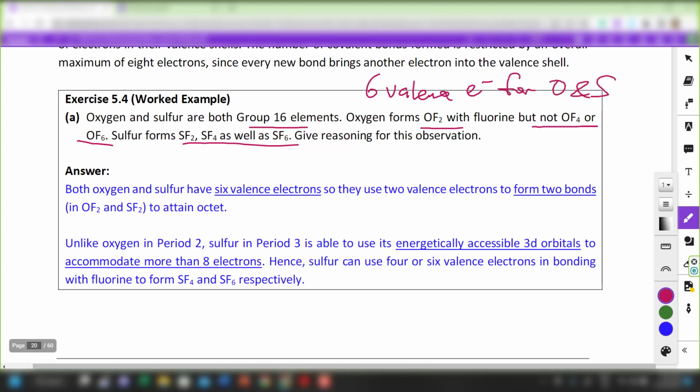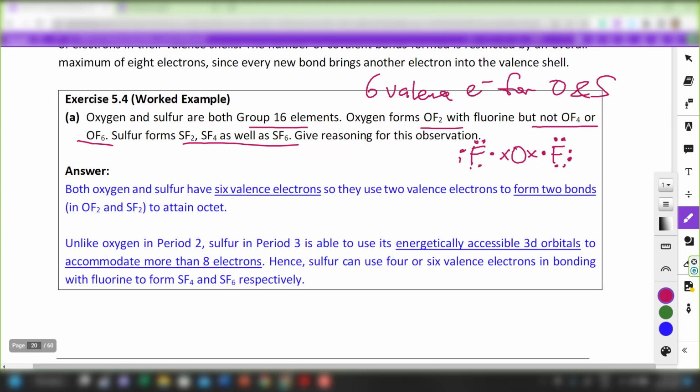Yeah, so that means that having 6 valence electrons, in order for oxygen to have the octet configuration, it will need to form 2 single bonds with the fluorine. Okay, so if it's going to form a single bond with the fluorine, it will look something like this, OF2. Okay, like this.